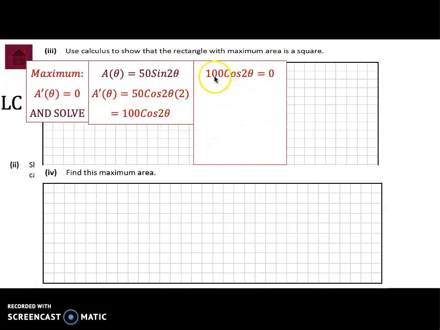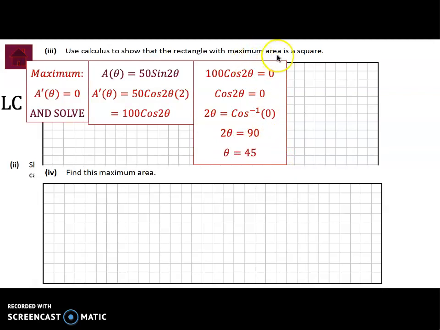Now we need to put this equal to 0 and solve, and this is actually an easy enough equation to solve, right? The 100 cancels. If we divide both sides by 100, it's just gone. And if cos 2 theta is equal to 0, well, 2 theta is equal to the inverse cos of 0, which is 90. So therefore theta is equal to 45.